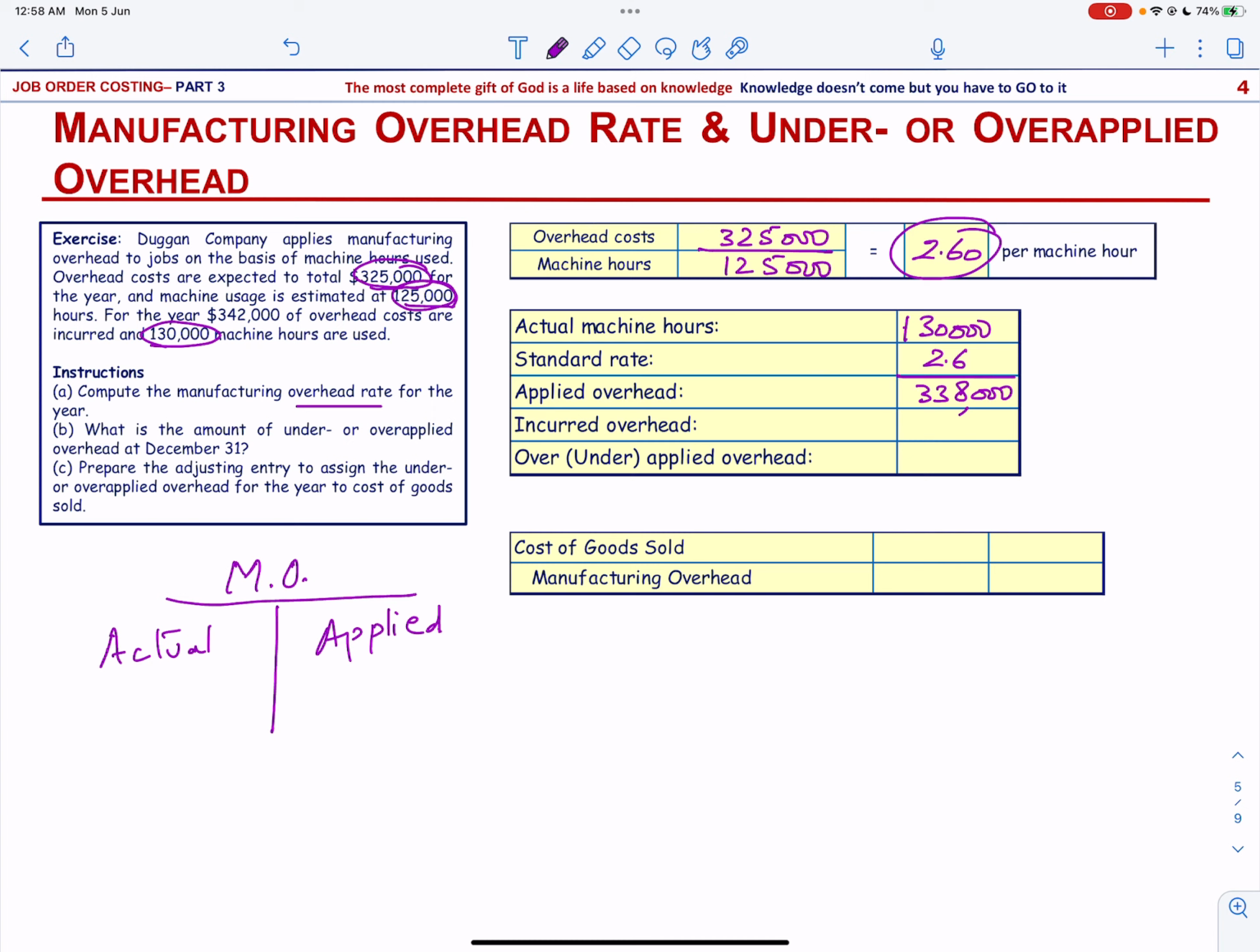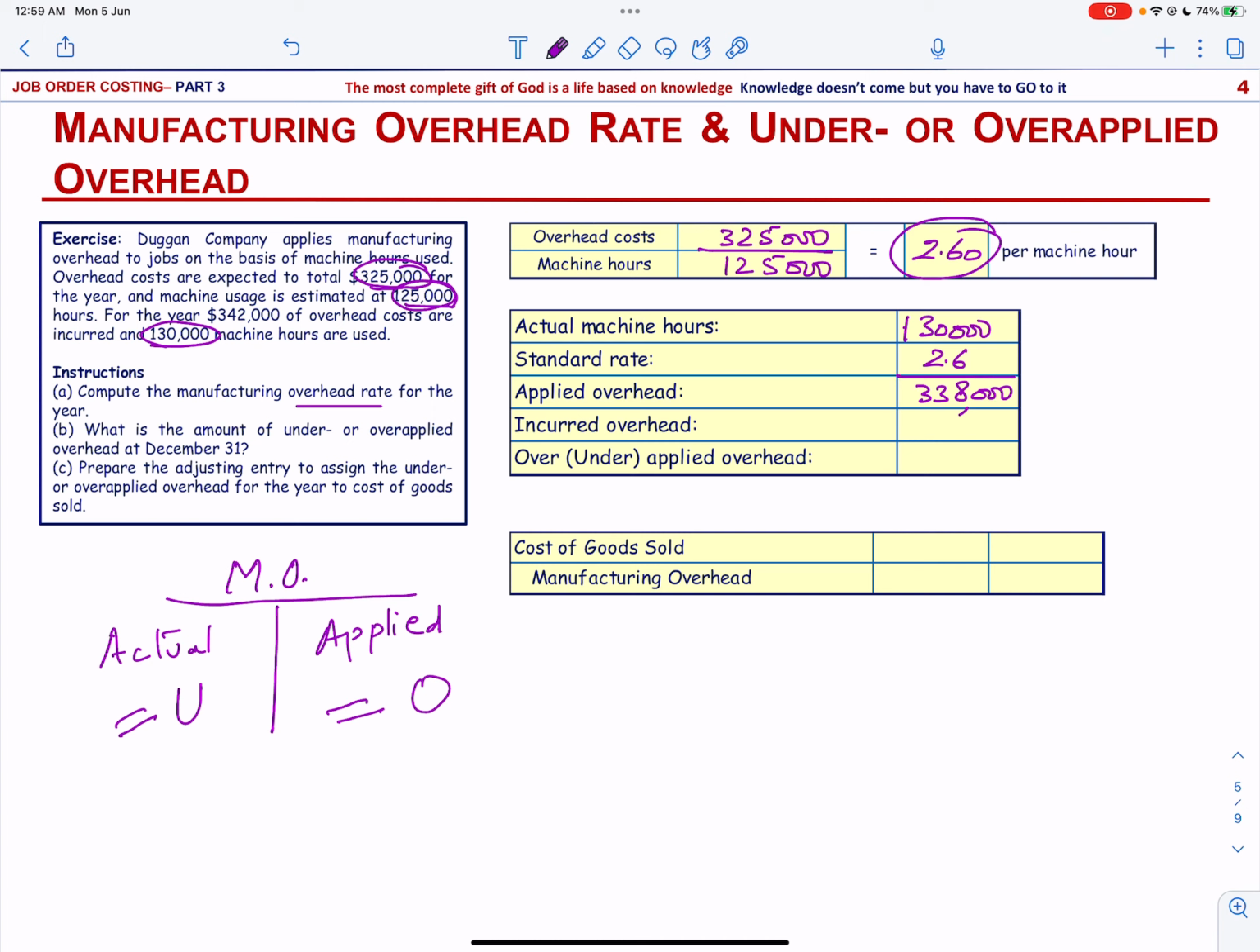A debit balance of manufacturing overhead is said to be under applied overhead. That means the overhead assigned to work in process is less than the overhead incurred. While a credit balance of manufacturing overhead means that the overhead is over applied, and this means the overhead assigned to work in process is greater than the overhead incurred.